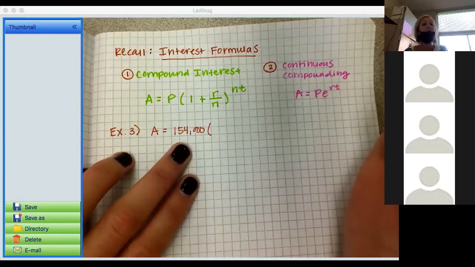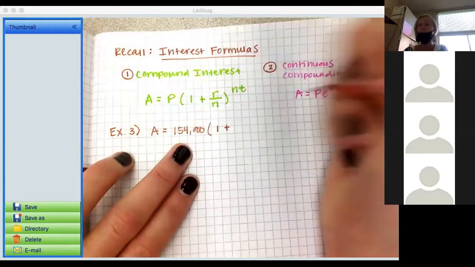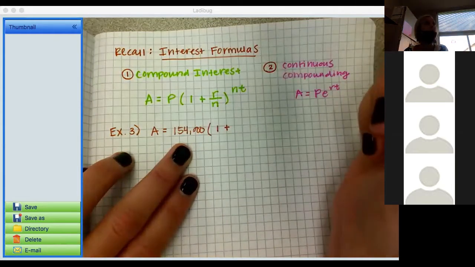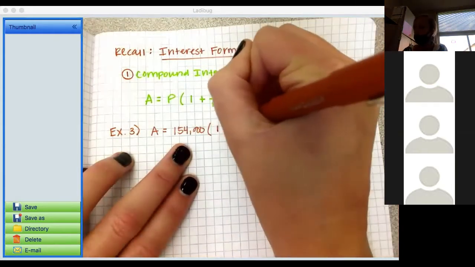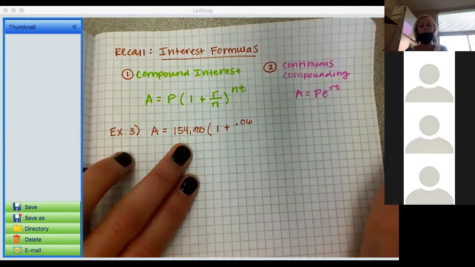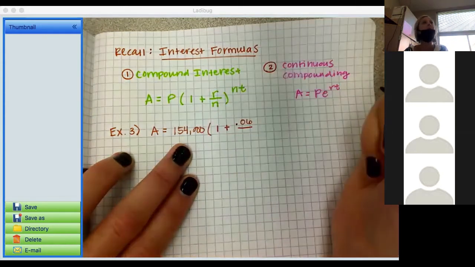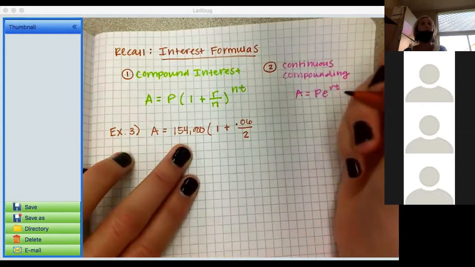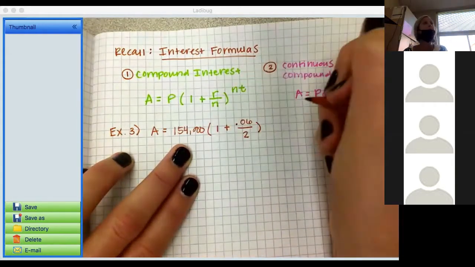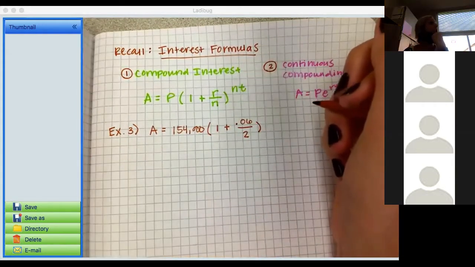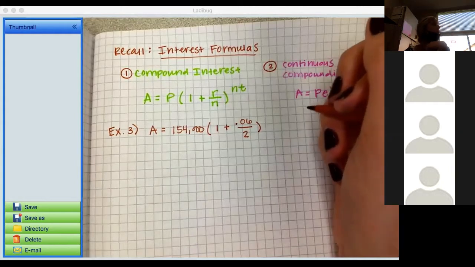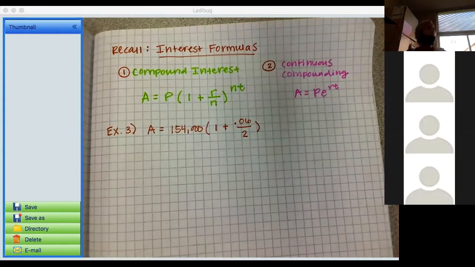So $154,000, it's increasing. What did I say her rate was each year? 6%. So do y'all agree that's 0.06? Okay. Over, if it's compounded semi-annually, that's twice in a year. Semi-annually, semi-annual, it means the same thing as biannual. Semi means you break it up in halves, okay?